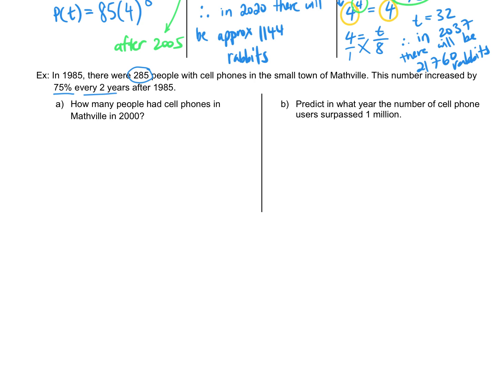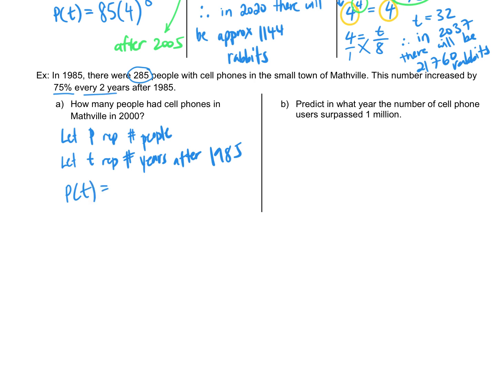I'm not going to use that 2000 right away. Now I can use nice variables. I can use x and y. I'm going to do the full process here with let statements and everything because it should be helpful. So we're dealing with people and years. So I'm going to say let P represent number of people and let T represent number of years after 1985.